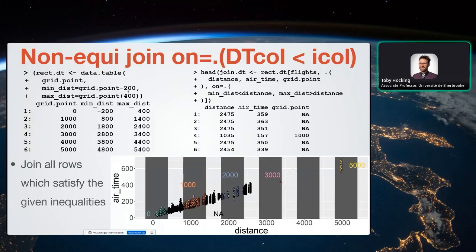And so what we can see is that we get some new data table where we have some NAs if there were these data points here in black that didn't match any of the rectangles that were given. And you get the corresponding grid point here. For example, this 1000, this is one of these orange points here that did fall inside of that rectangle. So this non-equi join is joining all rows which satisfy any given inequalities between the two tables. So that's sometimes useful.